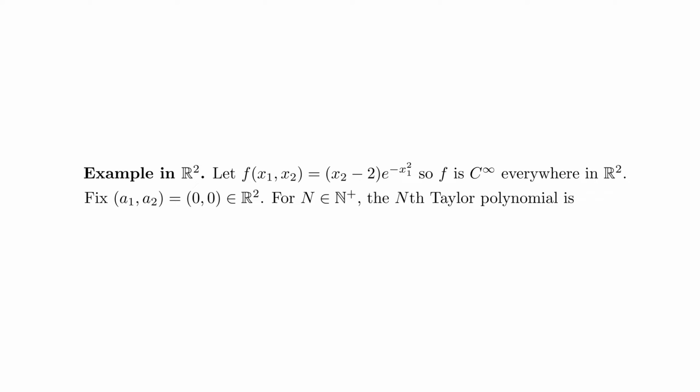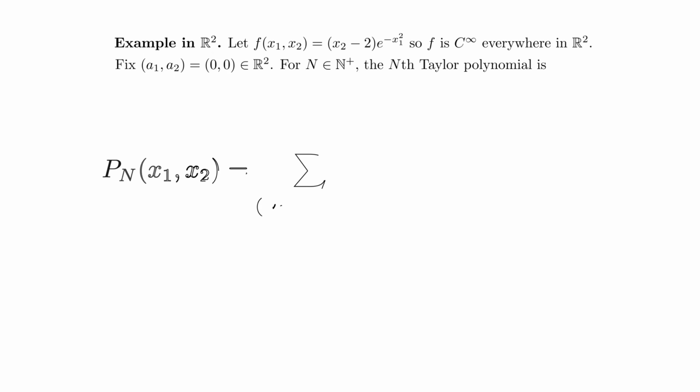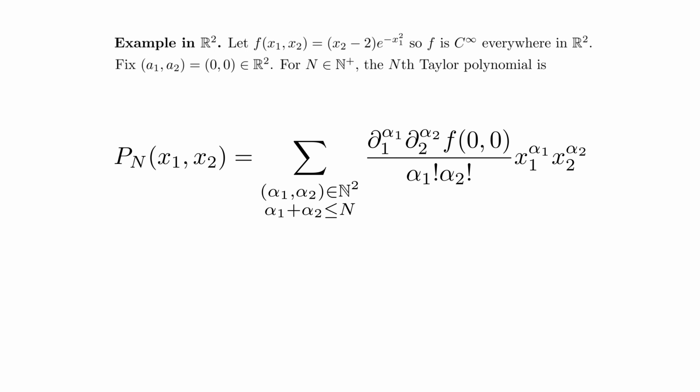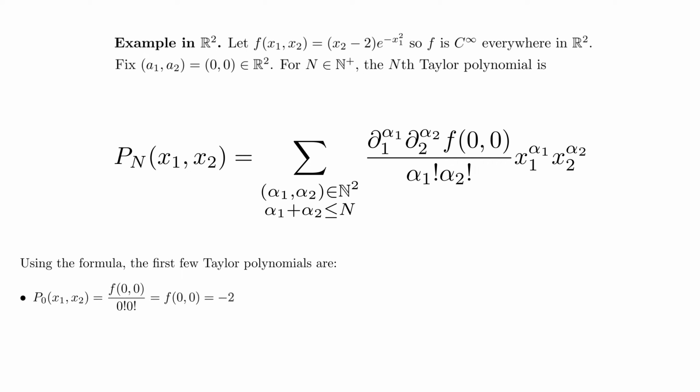For a positive integer n, the definition of the nth Taylor polynomial can be rewritten in the following special form for the two-dimensional case. Take a moment to check that these expressions match the original general version. Now, using the formula, you can compute the first few Taylor polynomials. The zeroth Taylor polynomial is negative 2. It is a degree 0 polynomial. In other words, it's constant.